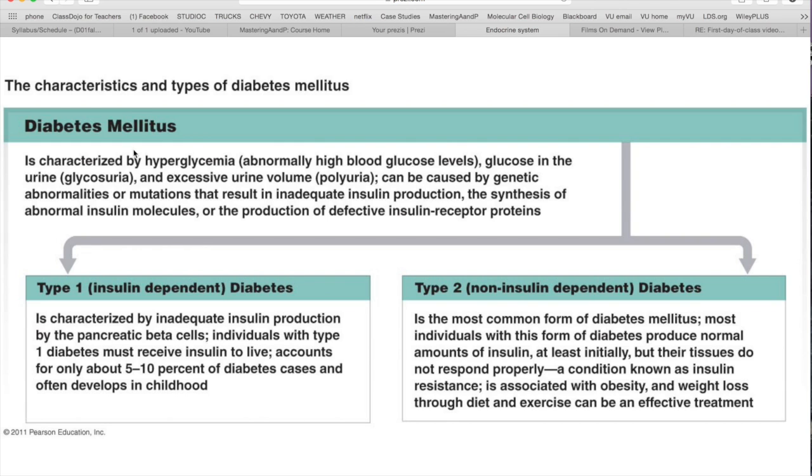Type 1 is sometimes called juvenile diabetes. It's when the beta cells can't produce insulin. So these people have to take shots of insulin, and now there are pumps that can give them insulin. Type 2 is the more common form, and sometimes it's called insulin resistance because they make insulin, but their cells don't respond to it. It's also associated with obesity.